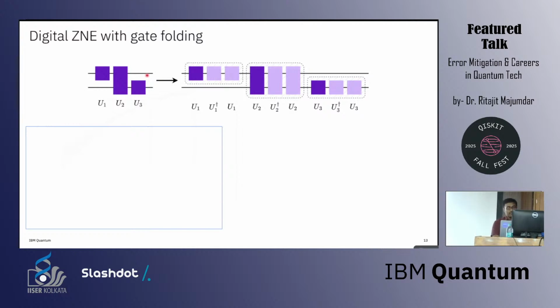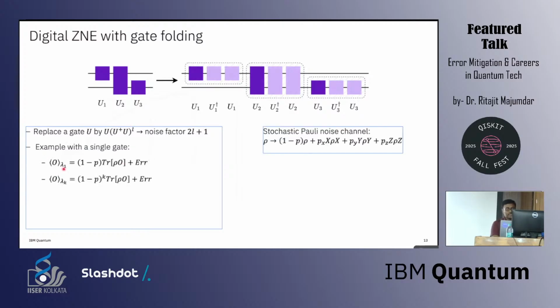I will say that this is lambda equal to 1, whatever that means. I don't care physically. This is lambda equal to 3 because it has increased 3 folds. If I repeat this 5 times, that is lambda equal to 5. I can repeat it any odd number of times. It will work.